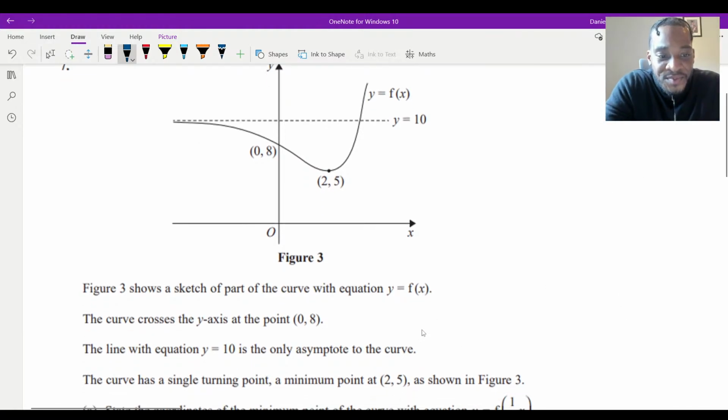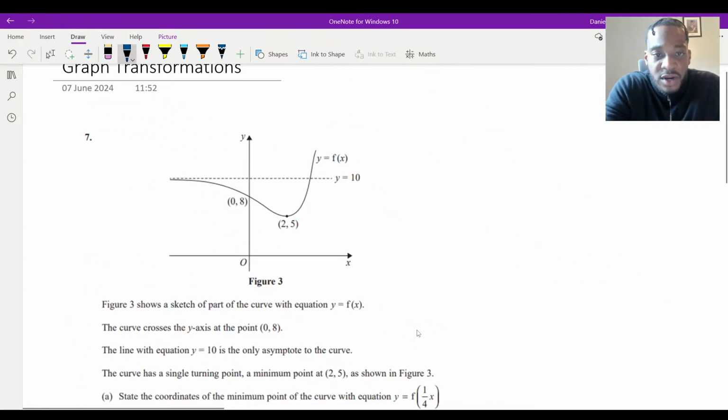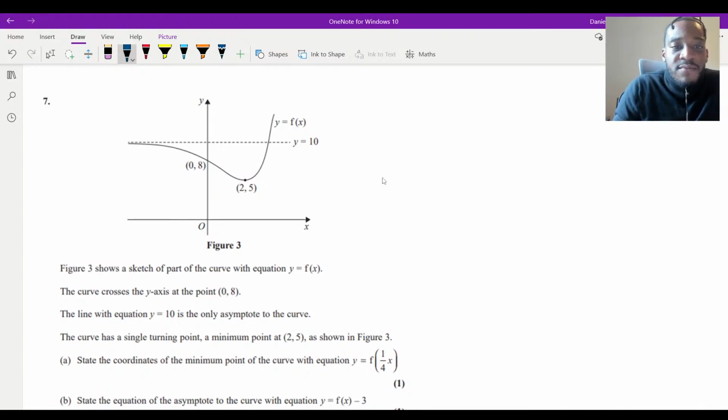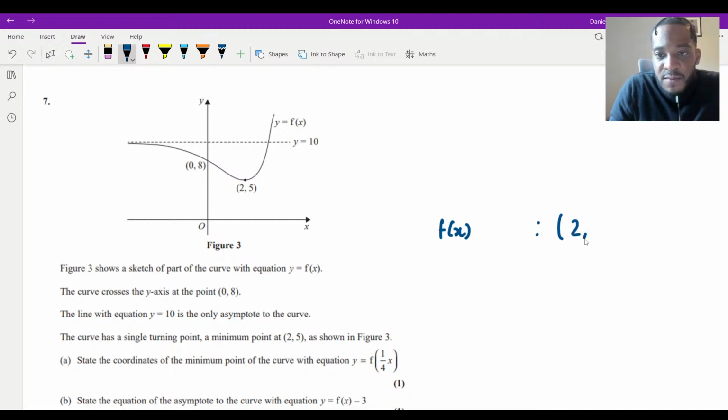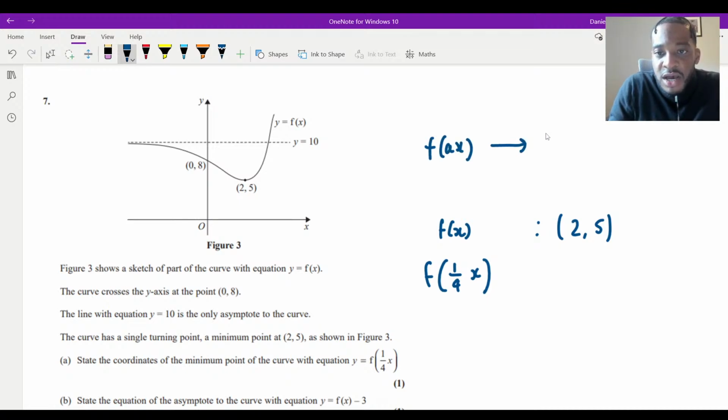Anyways, firstly, state the coordinates of the minimum turning point of the curve of equation f of a quarter x. Remember, if we know our graph transformations, for example, the minimum point is (2, 5). So I'm going to put f of x here, and this is the point (2, 5), the minimum point. Now, if I want f of a quarter x, what does that mean? This is a horizontal stretch with a scale factor of 1 over a. Remember, f of ax means that you multiply the x coordinate by 1 over a.